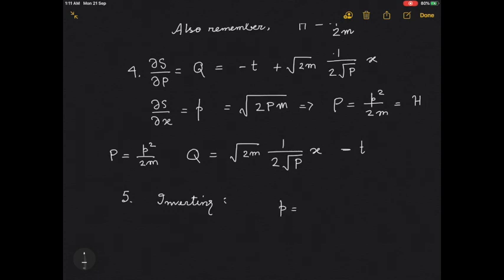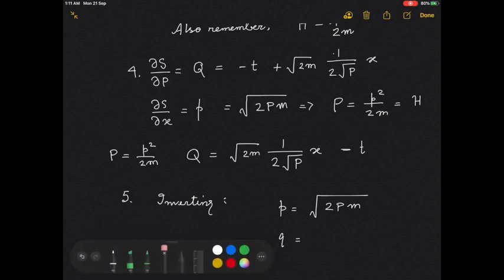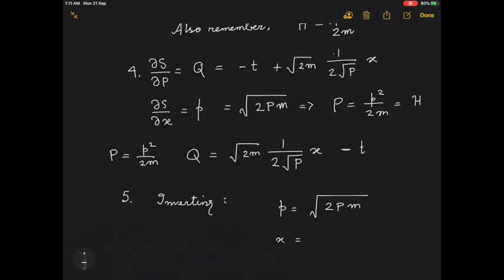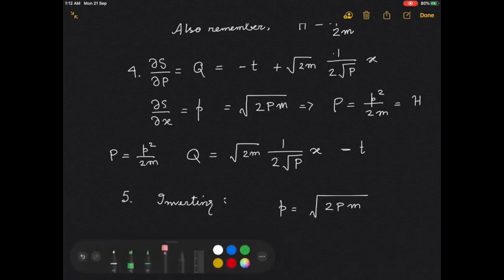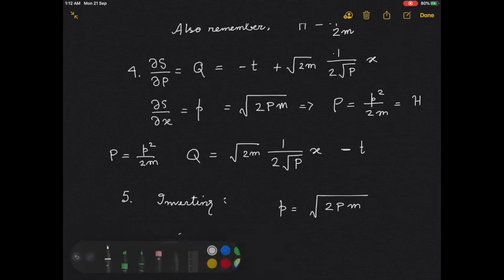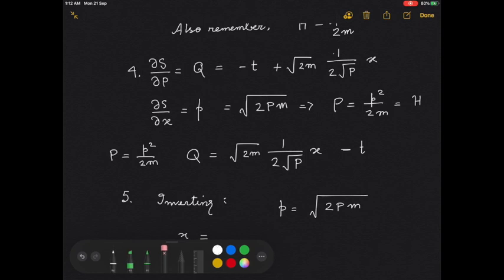Now I invert this. When one inversion was already done, P is root over of 2Pm, and the other inversion, Q is, we are calling it x, so let me just call it x again. What is x? X is okay, a little complicated, but let us do a little simplification of this, and then we'll write down what it is.